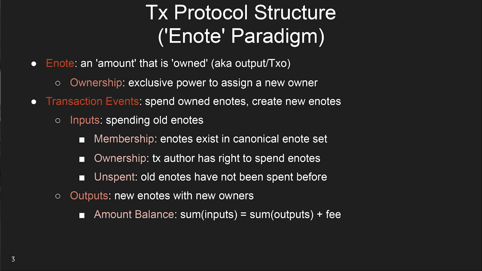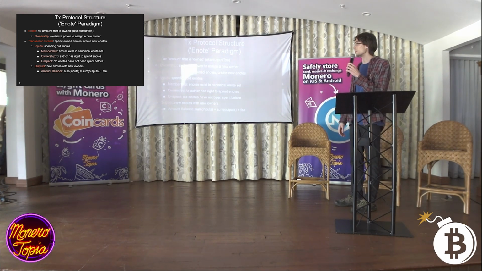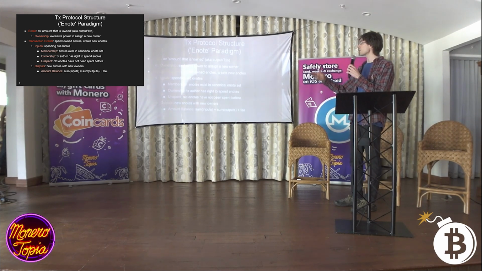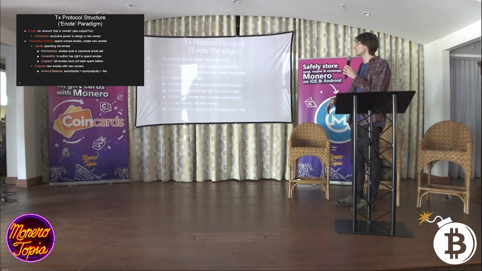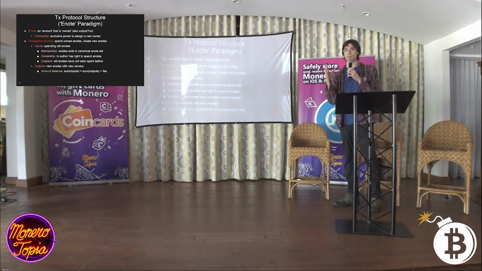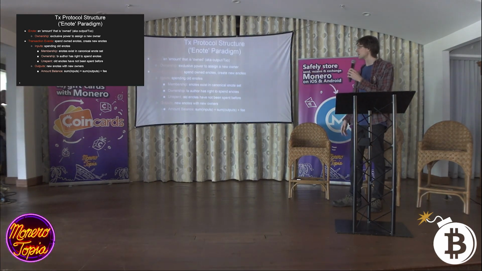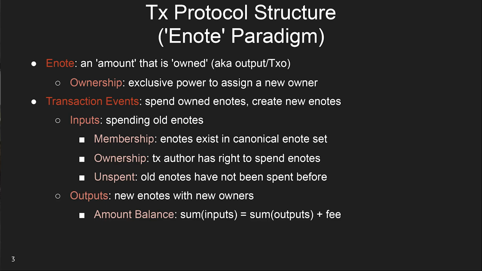So a transaction is something that you add to the ledger in order to move funds from yourself to other people. So I say that Bitcoin and everything else after that, including Monero, is in the so-called E-note paradigm. An E-note is what I call an output or a transaction output. So an E-note is just a little message that says, this person owns this amount of money. And that's all it says. The important thing about an E-note is that it encapsulates ownership. So the owner of this E-note is the person who has the exclusive power to assign a new owner of the funds within the E-note.